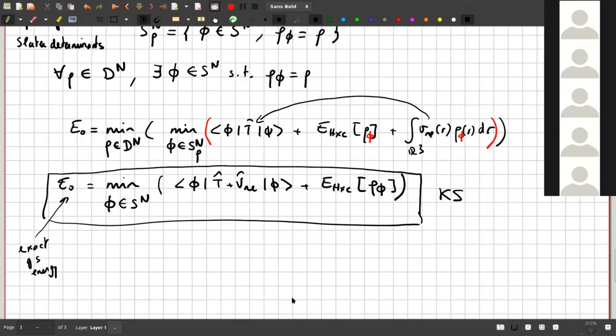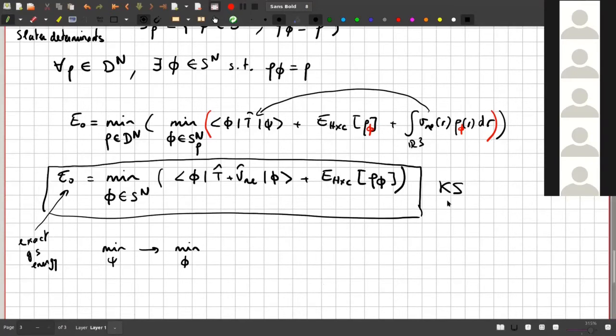So you see from where we started with the minimization over a multi-determinant wave function psi, and now we arrive at not a minimization over density, but over a single Slater determinant. And even though we still have a wave function, it is a much simpler wave function. So it is still a great simplification, this Kohn-Sham scheme compared to the original variational theorem.